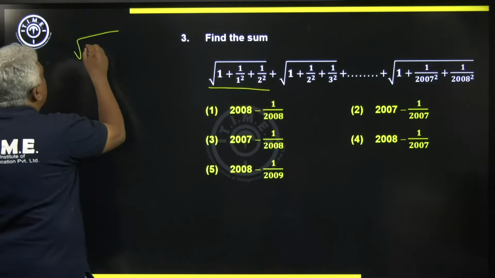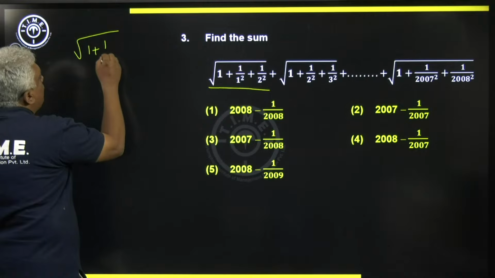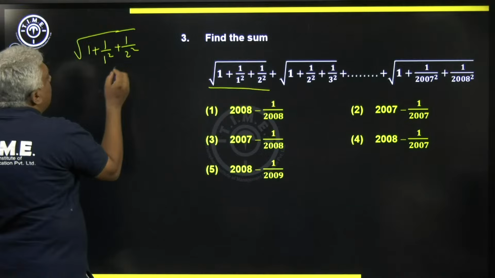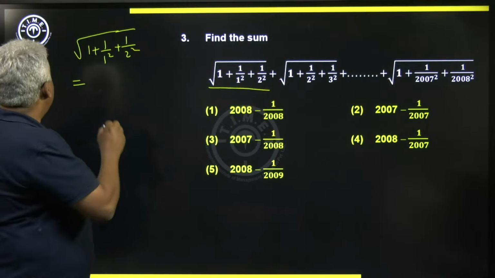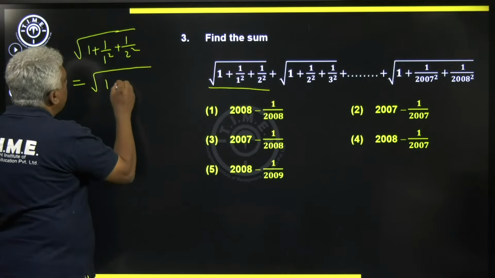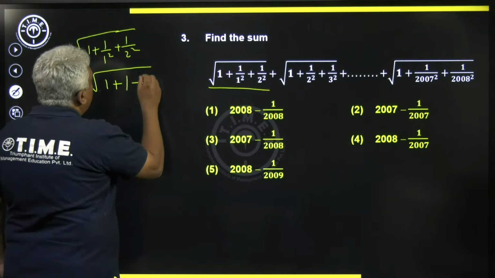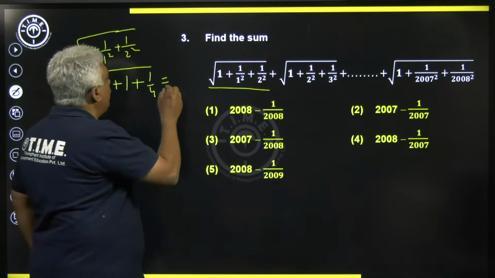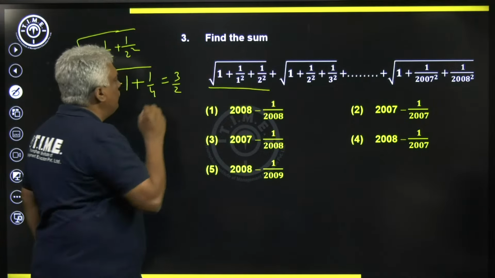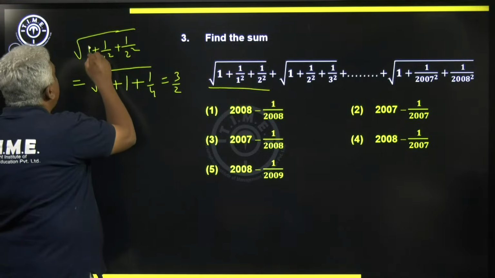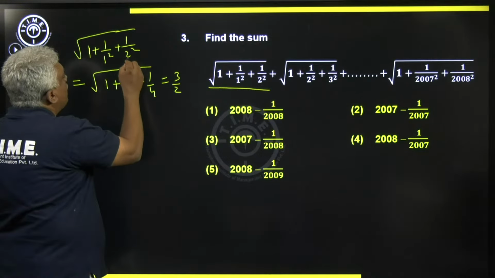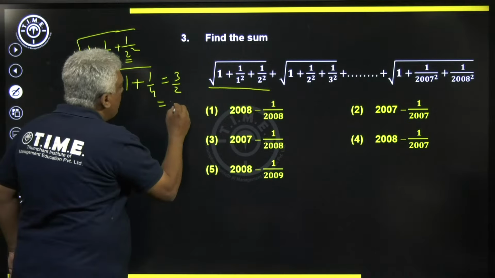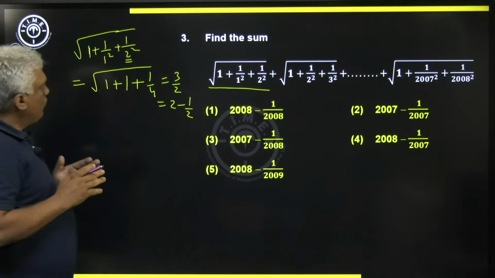Suppose it was 1 plus 1 by 1 square plus 1 by, let's say, 2 square. In that case, what will the answer be? The answer will be root over 1 plus 1 plus 1 by 4, right? So 2 plus 1 by 4, so 8 plus 1, 9 by 4. The square root of 9 by 4 is 3 by 2. So for 1 plus 1 by 1 square plus 1 by 2 square, going till 2 square, it's coming 3 by 2, which is nothing but 2 minus half. You can see that 2 minus half is 3 by 2.